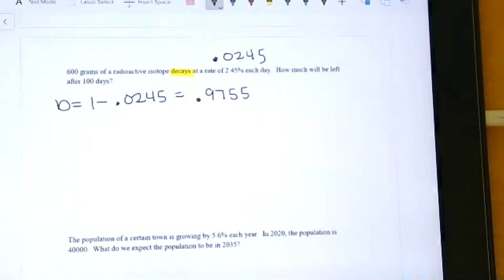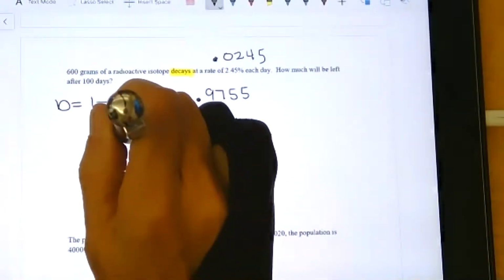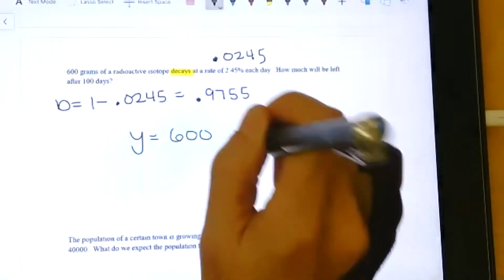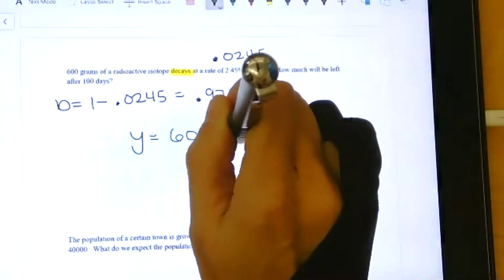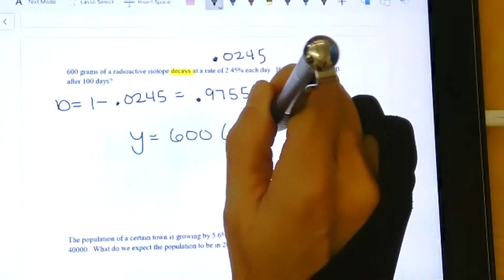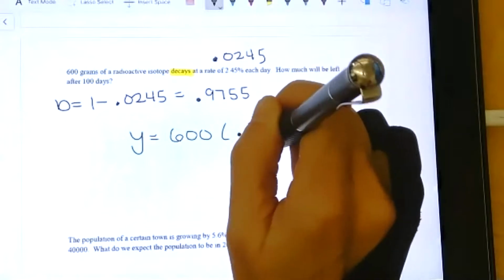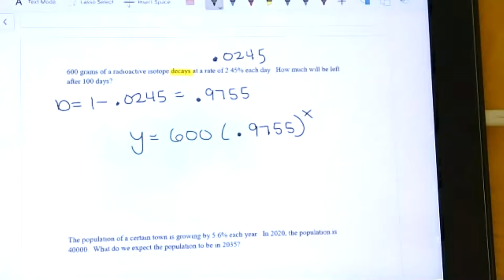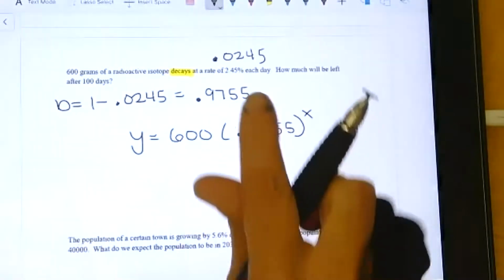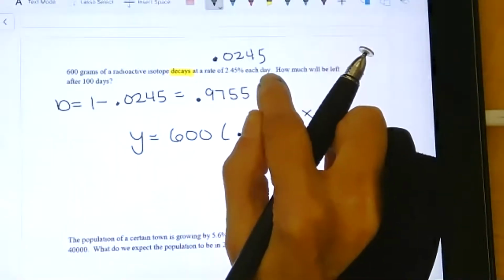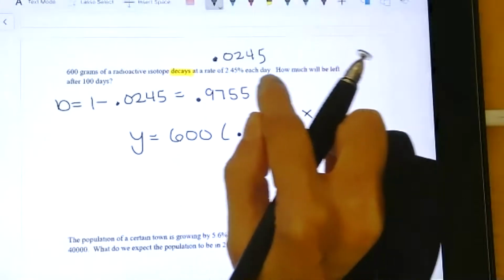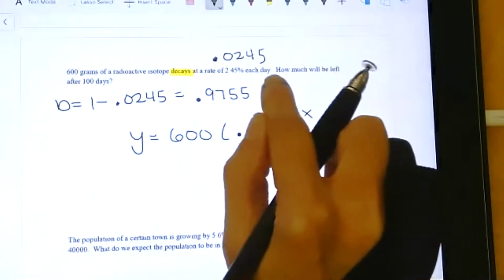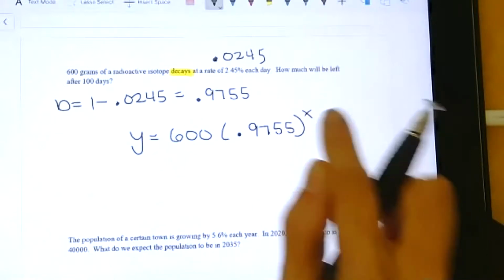So how much will be left after 100 days? Well, let's set up our equation. Starting value, 600. The rate of decay is 0.9755 raised to the x. X would be measured in days because this percentage is measured in days. So whatever the percent is tells you what x is going to represent. So since we're counting by days, this is going to be days.